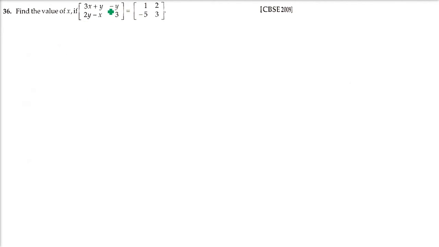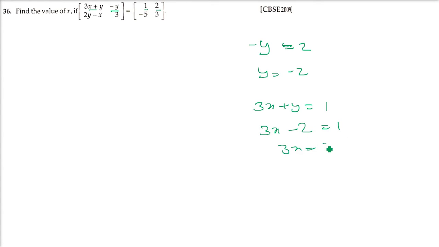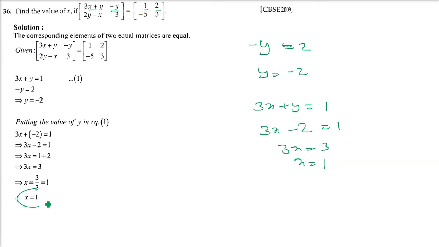This also we will do. Minus y is already given as 2. So y is equal to negative 2. Now put in any of the equations. So 3x plus y equals 1. Y is negative 2, so 3x minus 2 equals 1. 3x will be equal to 1 plus 2, that is 3x is equal to 3, so x is 1. So y is negative 2, x is 1 here, like this.